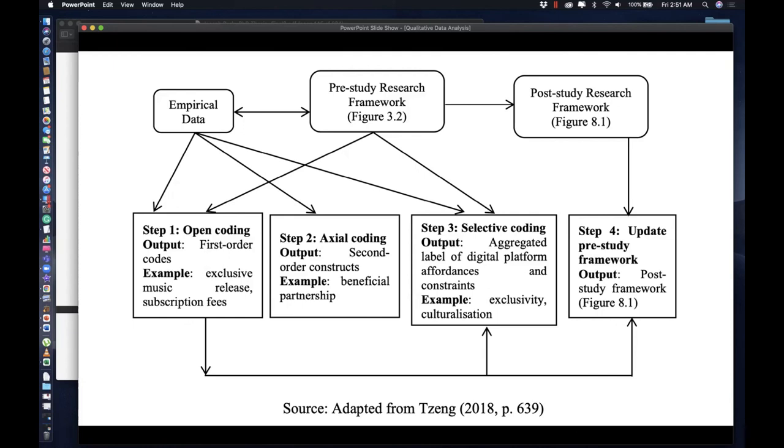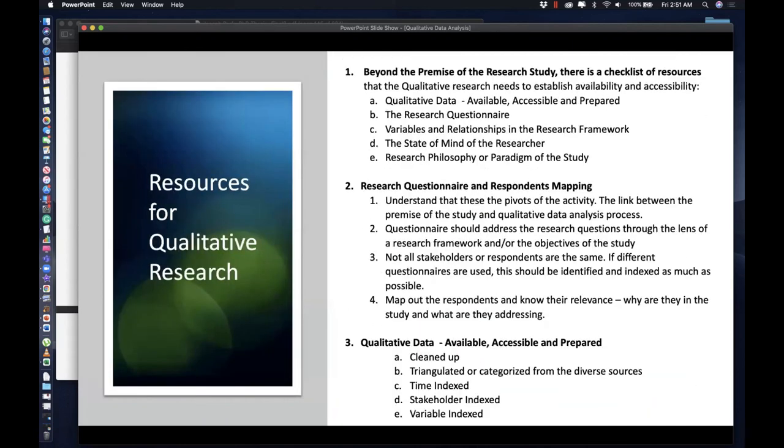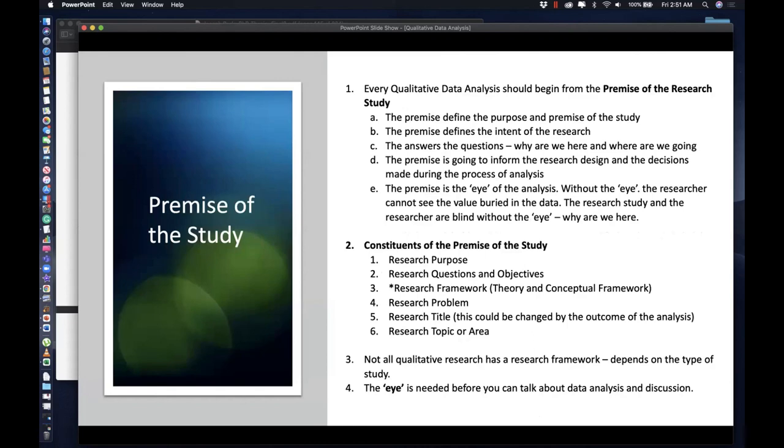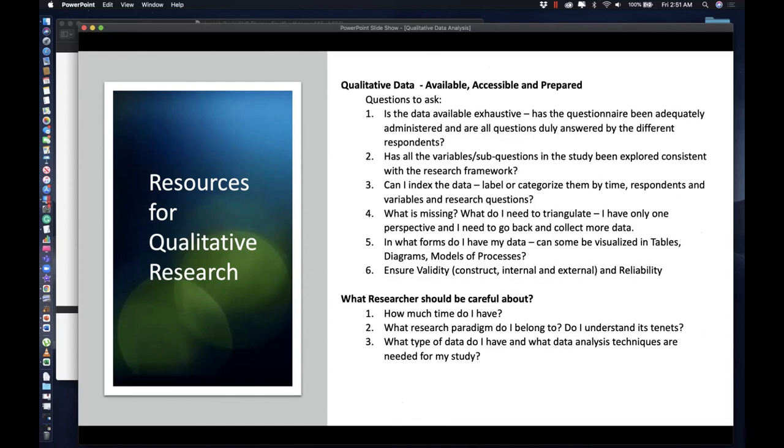Going over everything with you, this is what we expect you to do. First of all, establish the premise of the study. Secondly, go to your checklist of qualitative research to know whether you are ready for data analysis. You also want to ask yourself certain questions in terms of the data: whether it's available and exhaustive, whether all the variables in your study have been captured in it. That's very, very important. And whether you can index your data.